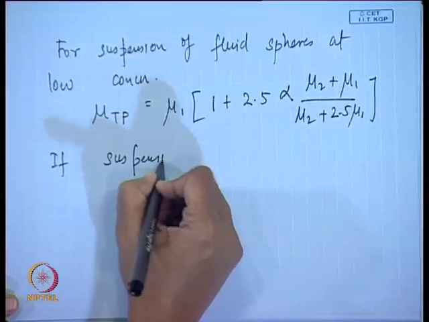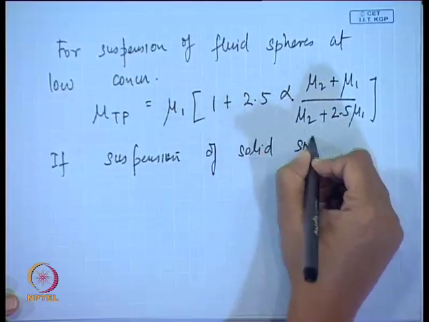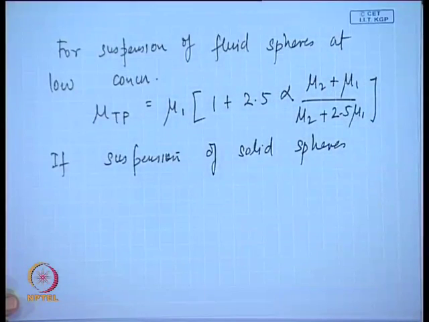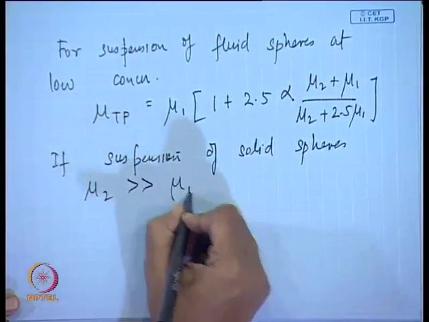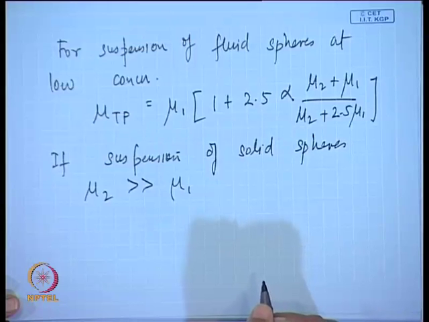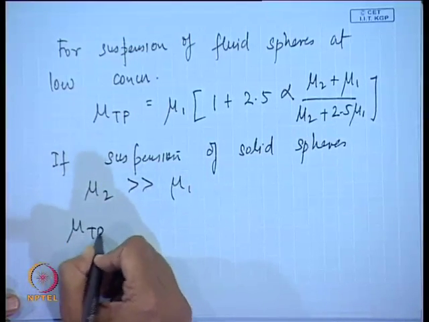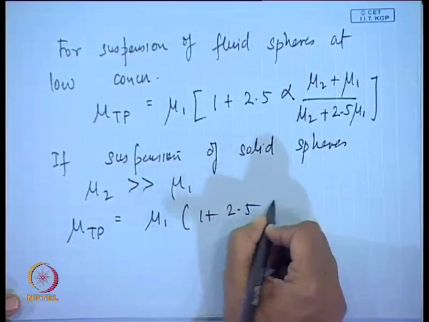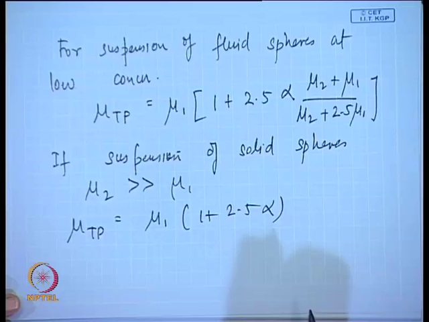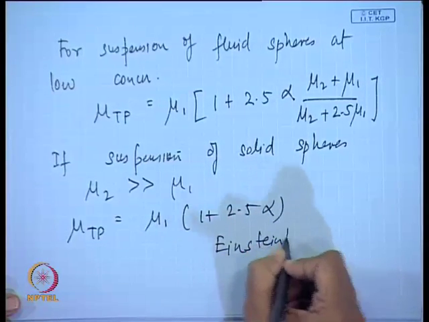Okay. For such a situation, if the suspension comprises of solid spheres, then in that case what happens? Under that case mu 2 is much greater than mu 1, yes or no? So, therefore, under such circumstances mu Tp becomes mu 1 into 1 plus 2.5 alpha, okay, which is termed as the Einstein's equation.